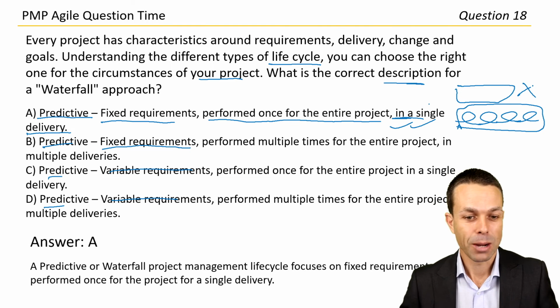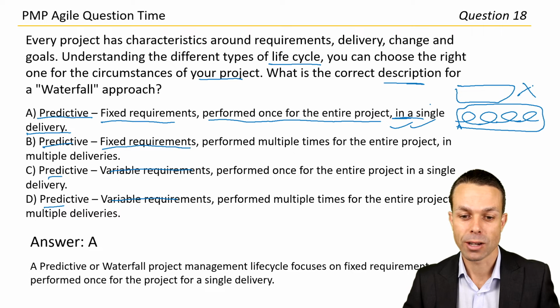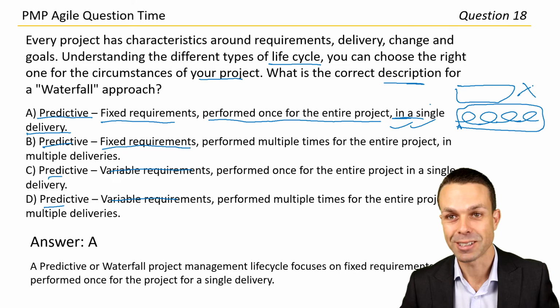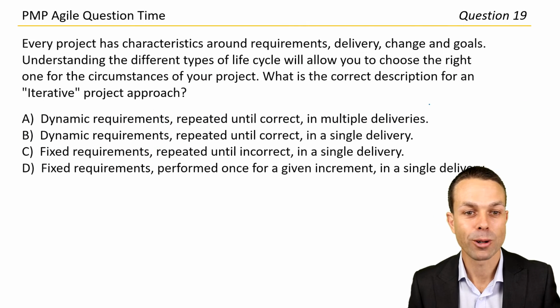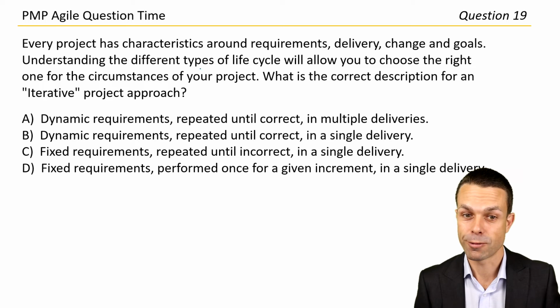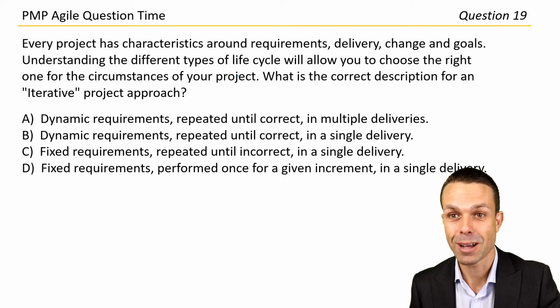Answer A. A predictive or waterfall project management lifecycle focuses on fixed requirements performed once for the project in a single delivery. Every project has characteristics around requirements, delivery, change, and goals. Understanding the different types of life cycle. Okay, we've got another life cycle question.